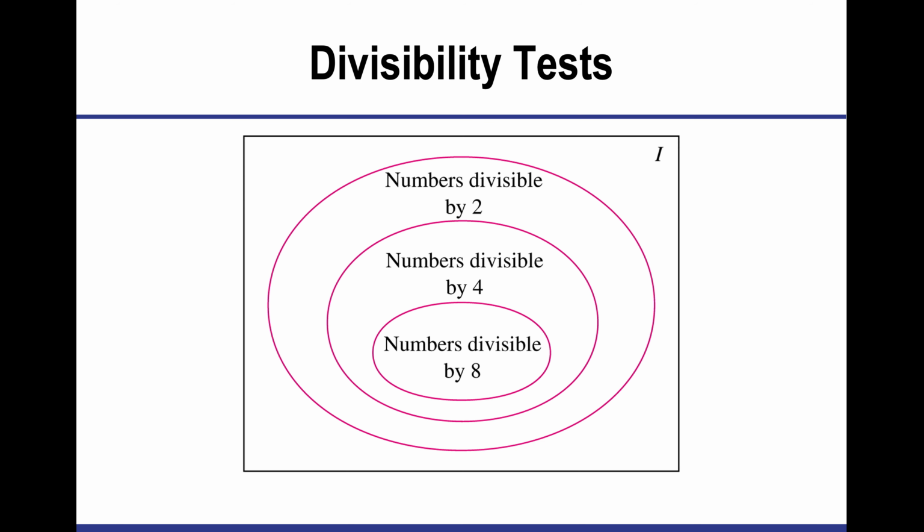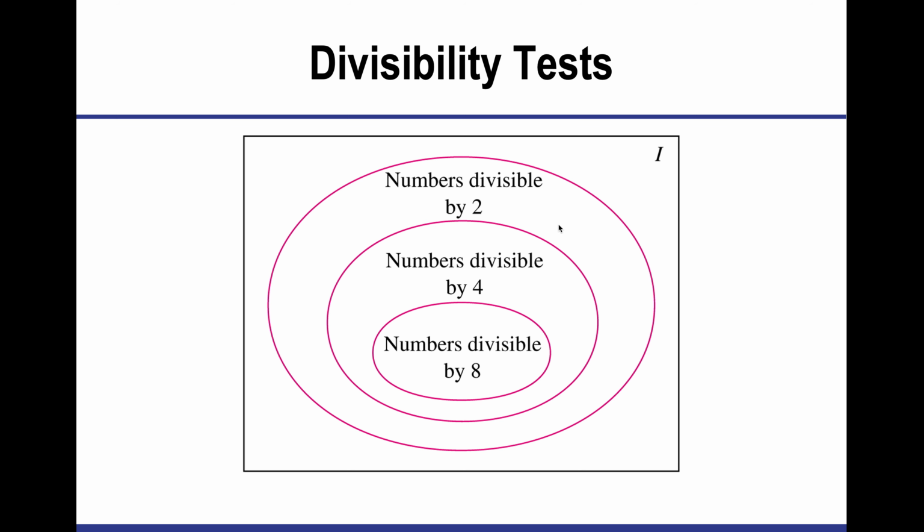So there's kind of this hierarchy. If something is divisible by 2, it's also divisible by 4, and it's also divisible by 8. So there's this kind of nested idea. If we're working out from here, something that's divisible by 8 is always divisible by 4. All of them are. Anything divisible by 4 is also divisible by 2.